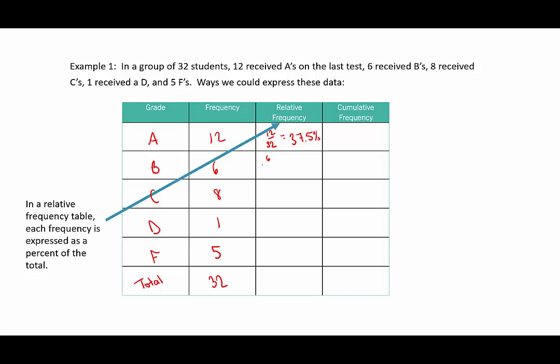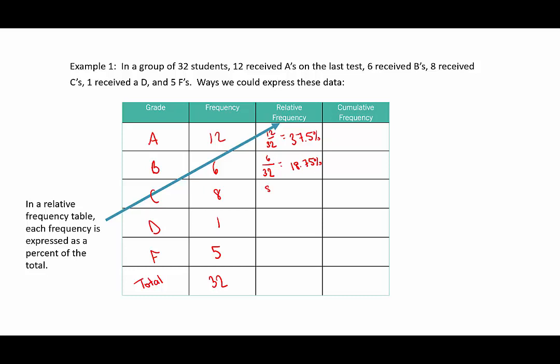In the next cell, I'm going to look at the frequency of B's. There were 6 out of 32. So the relative frequency would be 6 divided by 32 times 100. I can also, because I still have 37.5 in my calculator, and I know that 6 is half of 12, just take that and divide it by 2 and save myself a little time, and this would be 18.75%.